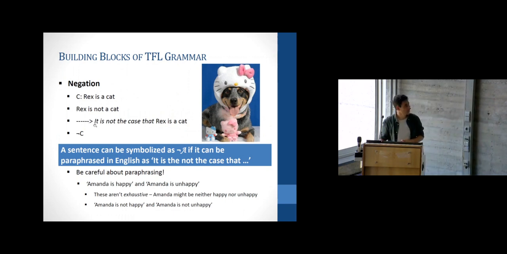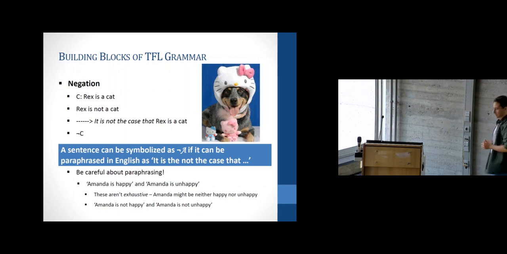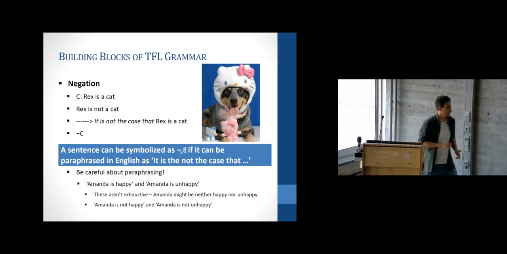It's actually in true functional logic to make things very, very clear and easy. Whenever you see negation, the best way to read it is, it is not the case that blah, blah, blah. So if our sentence is Rex is a cat, then to negate it, we read it as, it is not the case that Rex is a cat. And we formalize it with this line here, which we call negation. Okay, so this is the symbol for negation, not A.